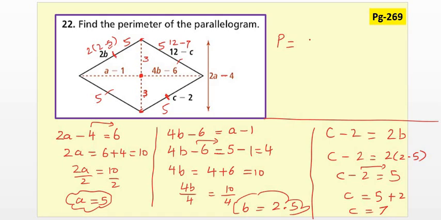So if we want to find the perimeter, we need to add all the 4 sides, so it will give us 5 plus 5 plus 5 plus 5, that will be 20. Clear? Let's see what we have next.